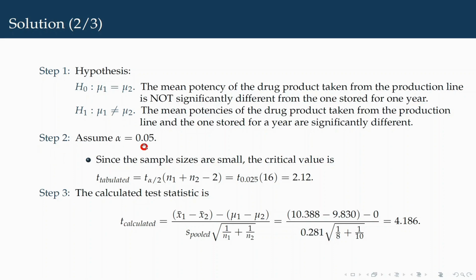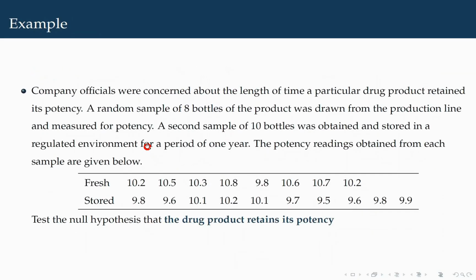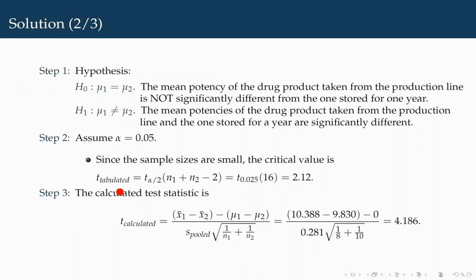Next, let's assume alpha as 5%, and here the sample size of the first is 8 and the sample size of the second is 10. Therefore both sample sizes are small. We need to use the t distribution. So the critical or tabulated value based on the t distribution, t tabulated, is t alpha over 2 with n1 plus n2 minus 2 degrees of freedom. Why is it alpha over 2? Because here we have a two-sided alternative hypothesis, or we have a two-sided test.